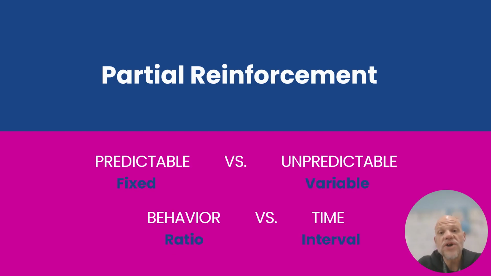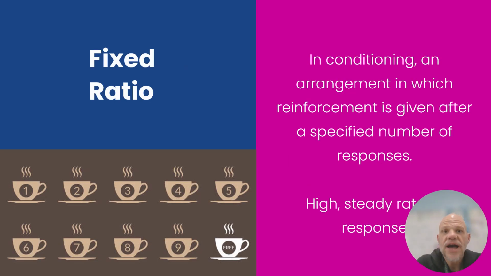When we talk about ratio and interval, we're talking about the behavior that we desire, that's the ratio, versus time passed, and that is interval. So when we put it all together, it makes more sense. A fixed ratio would be a fixed amount of the behavior exhibited will get a reward.